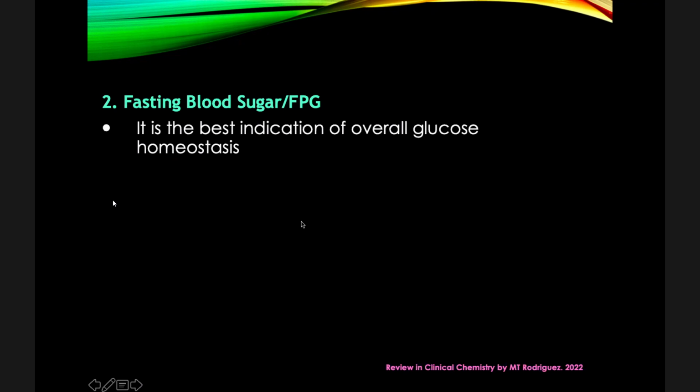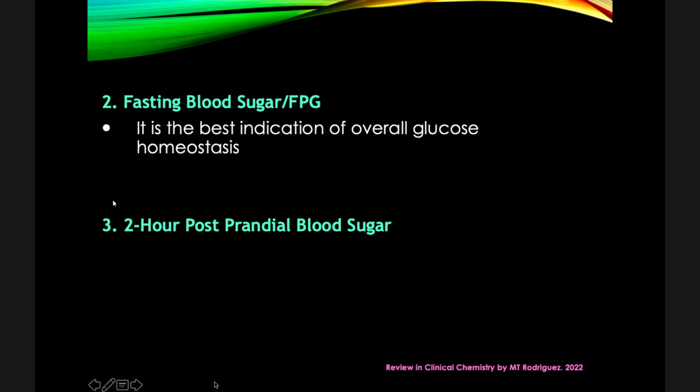Ano pa? FBS is also a measure, guys, of the balance between insulin and glucagon. It is also a measure of homeostasis, or balance between the action of insulin and glucagon. Remember, guys, pag sinabi natin glucose homeostasis, balance between hormonal actions, insulin and glucagon. So, pag-balance po ang action ng insulin at glucagon during fasting, 70 to 99 po ang FBS. That's why it is a measure of glucose homeostasis.